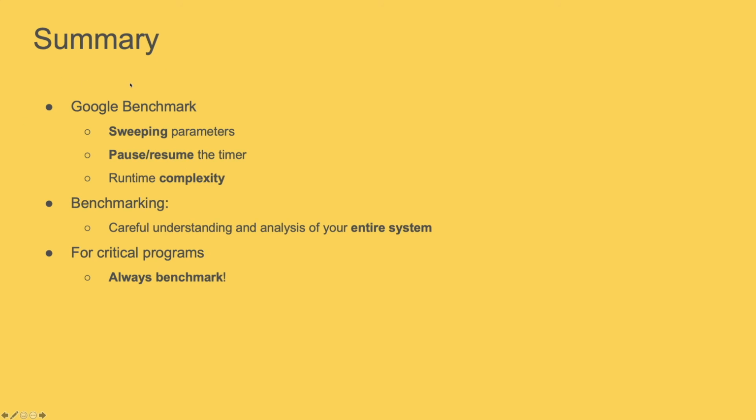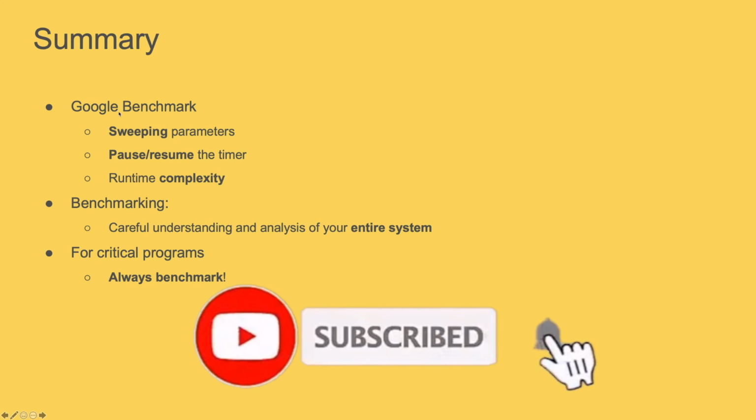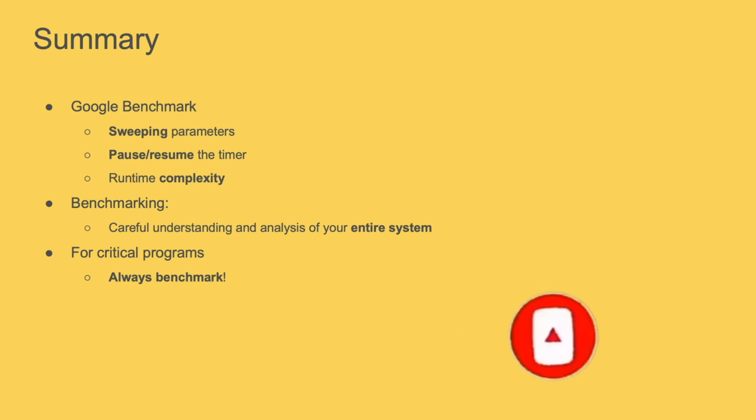Summary and ending notes. So we talked about Google Benchmark. It's a free library that allows you to do your benchmarking in a very efficient way. It allows you to do sweeping parameters, and pause and resume the timer in a very easy way. Although you could do all of these things yourself, these are just convenient functions that make your life easier, so it's probably better to use them rather than reinventing the wheel.